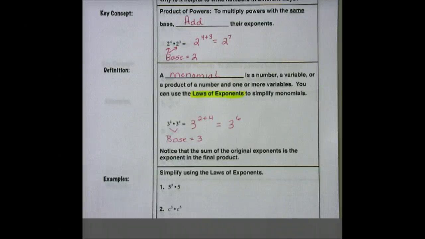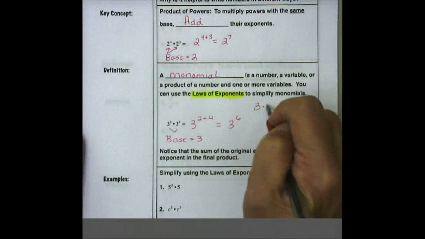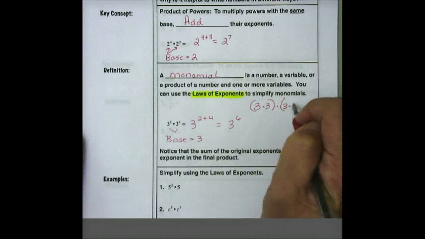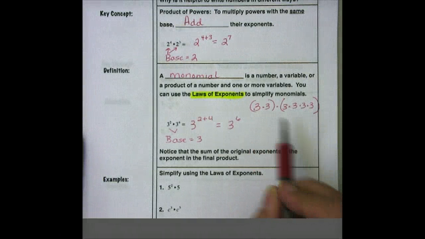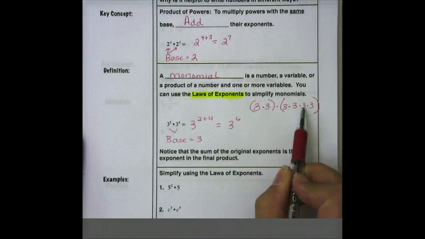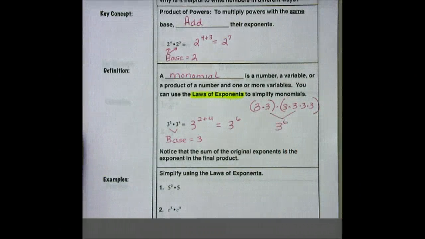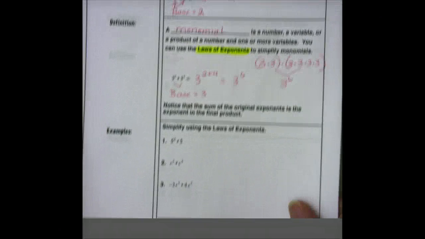Another way to show it, to make this make a little bit more sense, is 3 to the 2nd is 3 times 3. And 3 to the 4th is 3 times 3 times 3 times 3. And so when you look at those, you've got 2 3's here and 4 3's here. So when you add those all together, you get 3 to the 6th. That might help you to understand why we don't multiply the bases. Basically, all it's telling us is that we have 6 3's that we're multiplying together. Let's look at some examples.